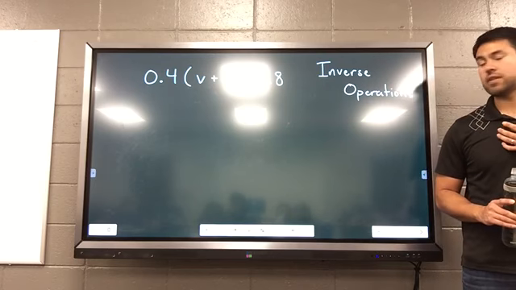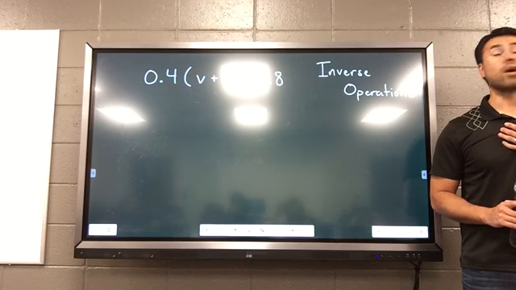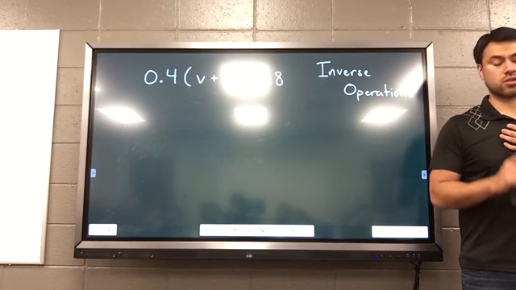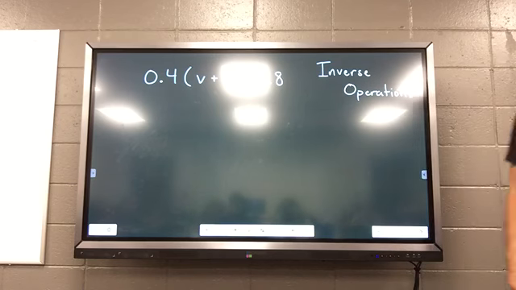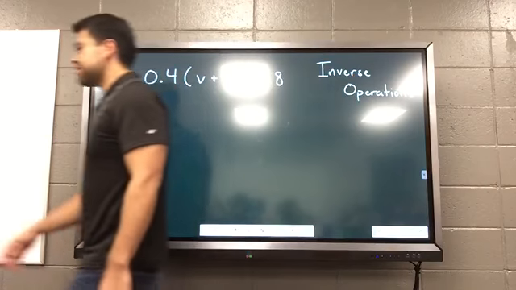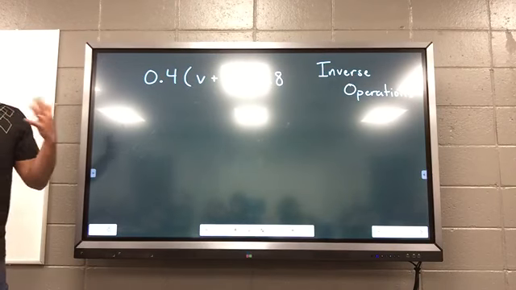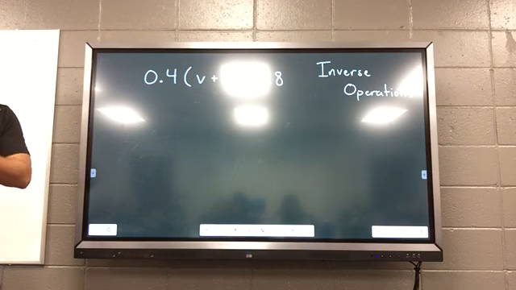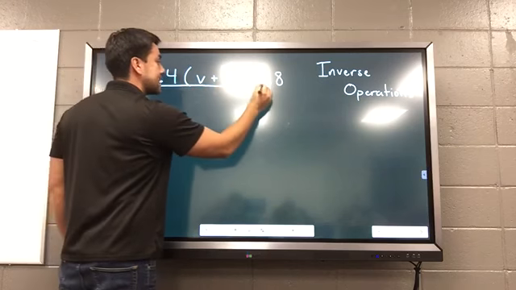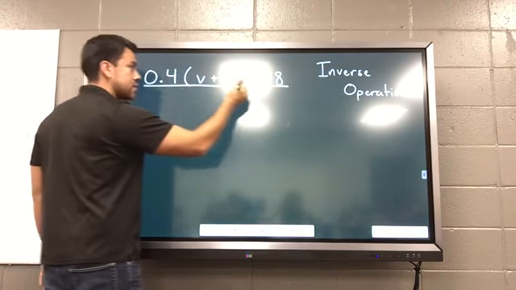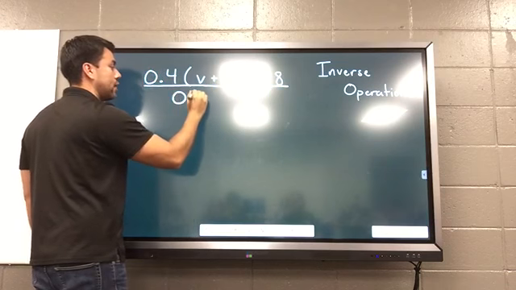Okay, so let's go ahead and solve using inverse order of operations. What's happening to v first? It's being added with 4. What's happening to it next? Multiplied by 0.4. So how do you undo that? You divide both sides. This is the left side. This is the right side. You divide by 0.4.